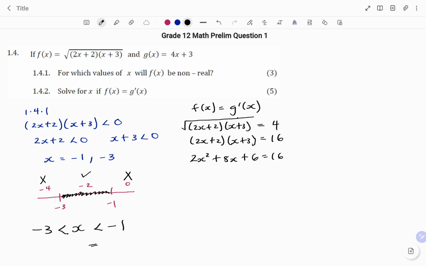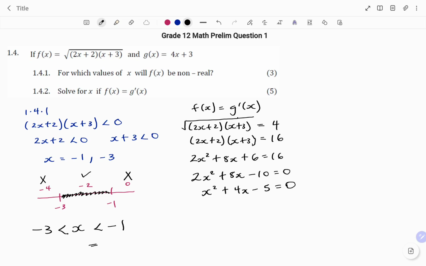Moving my 16 to my left hand side, I have 2x squared plus 8x plus 6 minus 16, that will give us +10, or -10 rather, equals 0. If I divide through by 2, I have a common factor of 2. I have x squared plus 4x minus 5 equals 0.